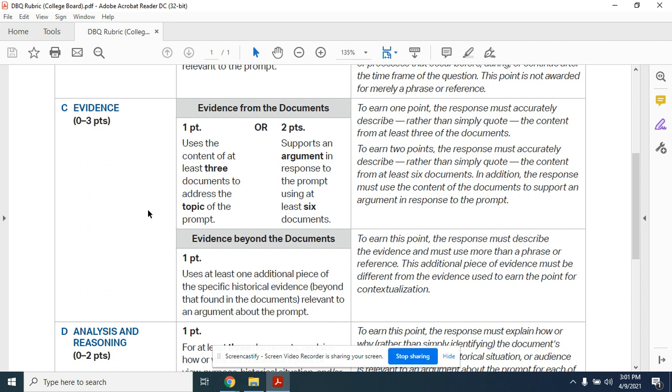Now it says, or you get 2 points, and this is where we're aiming, by using at least 6 documents correctly. So remember, there are only a total of 7. They pretty much want you to use them all. And that really is where we're aiming. You're aiming to use all these documents.